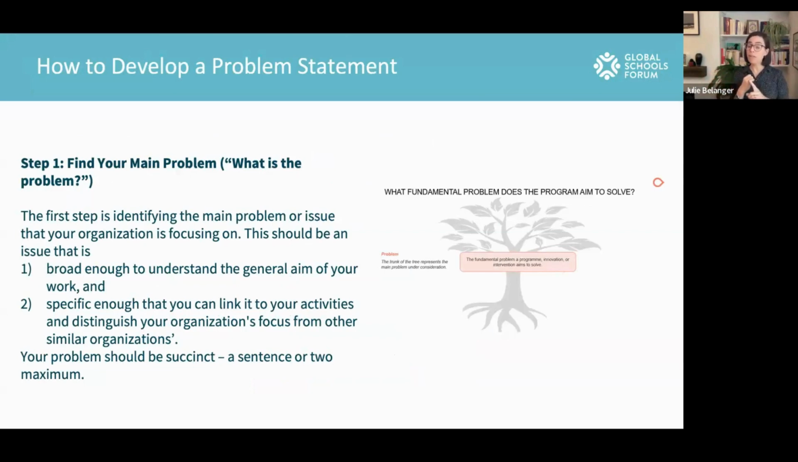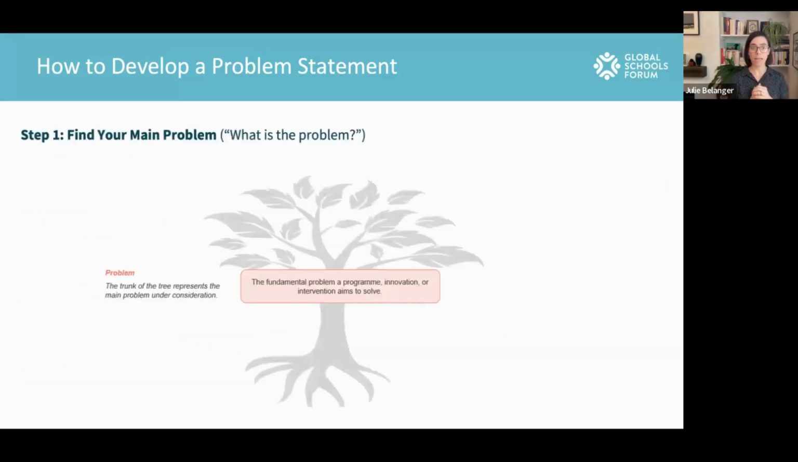It has to be broad enough that it demonstrates the general aim that you're trying to work on, but specific enough that you can link directly your activities and distinguish your organization's focus from other organizations. So it's not the exact same problem that everybody else is trying to solve. This is the problem you are trying to solve. Try to make it succinct, 1 or 2 sentences maximum. Remember that you will be able to break it down into its root causes, which gives it a little bit more detail in the second stage. So that's your first step, finding your problem.